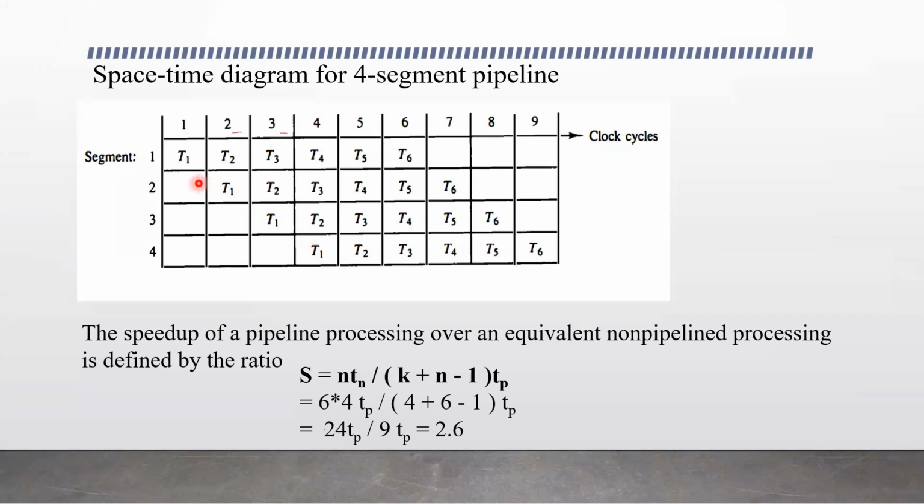All these sub-operations run in different segments. The T1 sub-operation runs in segment 1, the next T1 sub-operation runs in segment 2, the sub-operation of T1 runs in segment 3, and the sub-operation of T1 runs in segment 4. This way, all these 6 tasks are divided into 4 sub-operations that run in different segments. Clear? The horizontal axis shows the clock cycles, and here this shows the segments. We have 6 tasks, T1 to T6, and each task is divided into 4 sub-operations, so 4 segments are used to complete these sub-operations.